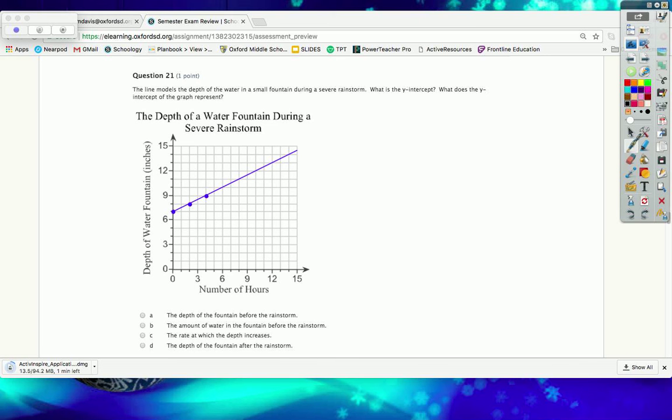This is the video for numbers 21 through 40 on the semester review. Number 21 is giving you a graph and telling you that it is modeling the depth of water in a small fountain during a severe rainstorm. They're asking you what the y-intercept represents.